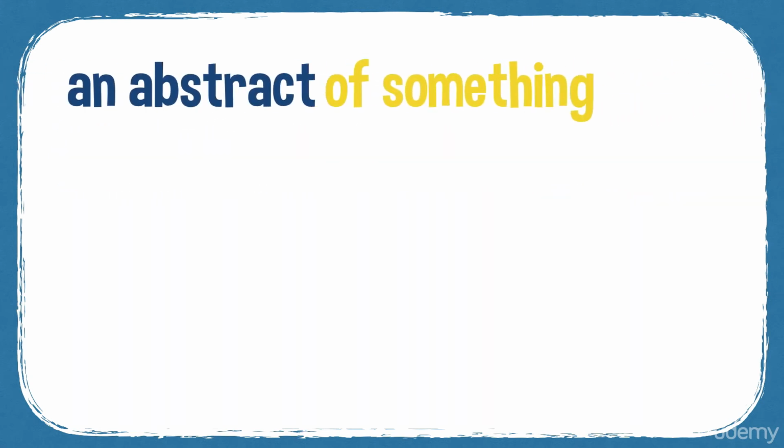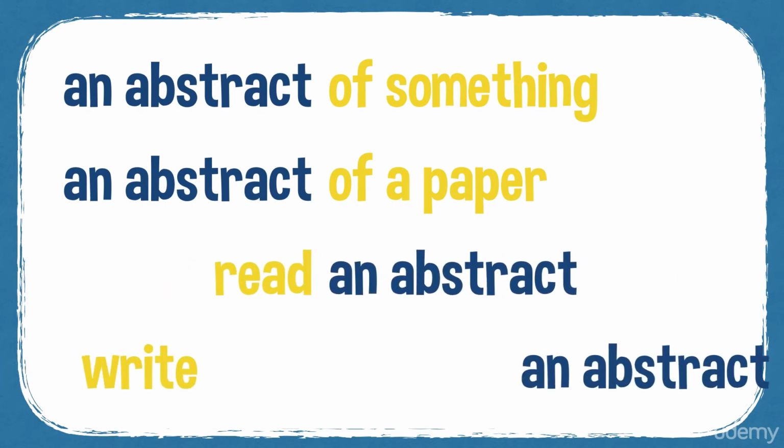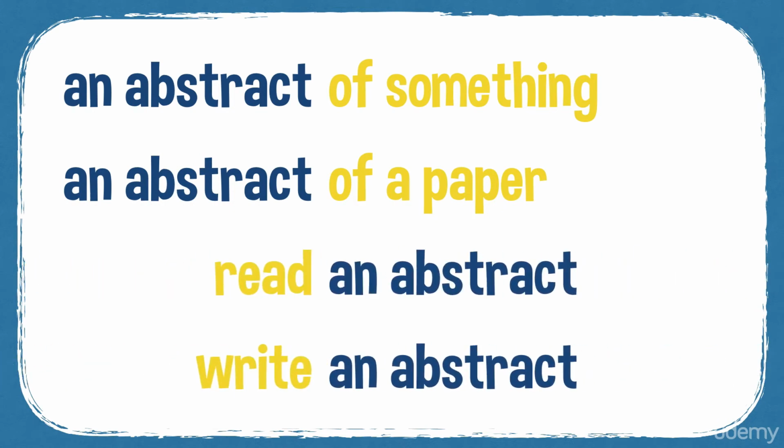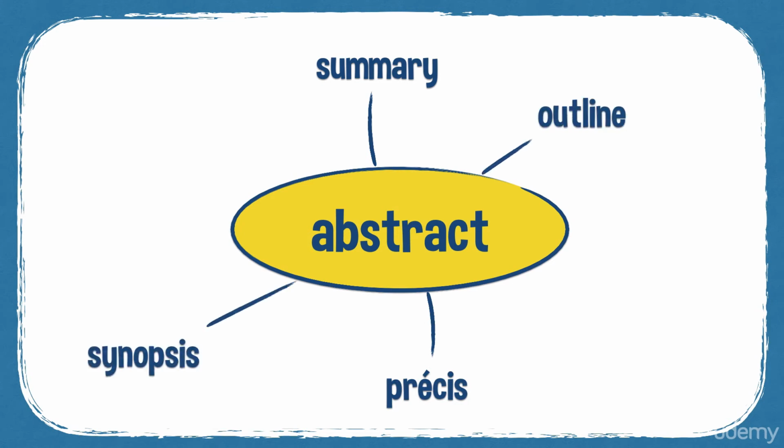So we talk about an abstract of something, an abstract of a paper, for example. You can read an abstract and write an abstract. Some synonyms for abstract: summary, précis, outline, synopsis.